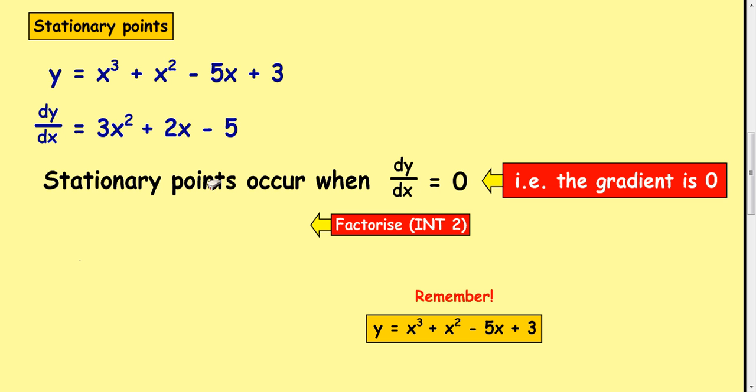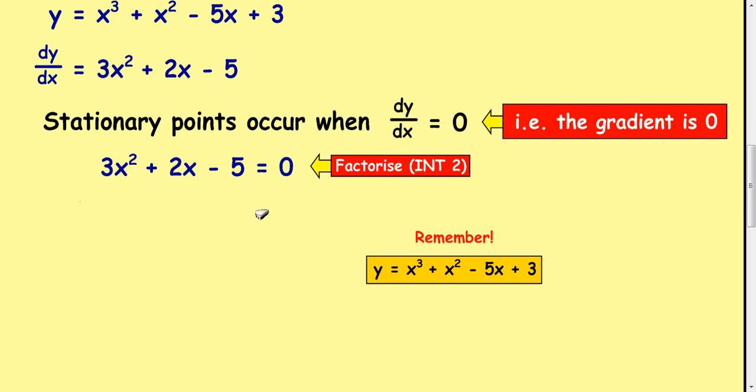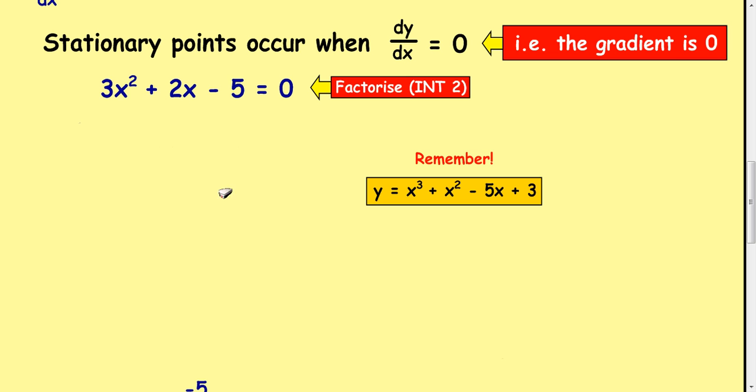Put your statement in. Stationary points occur when the derivative is equal to 0. This is when the gradient's equal to 0, and that's where you get your curves or your points of inflection. So set your derivative equal to 0 here, and then factorise. We're trying to find the x values for the stationary points.